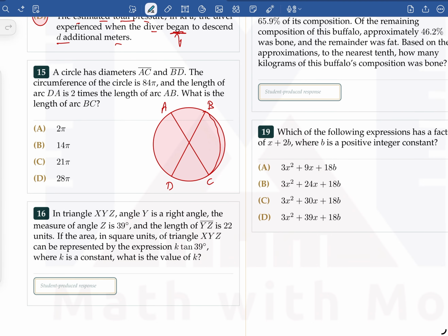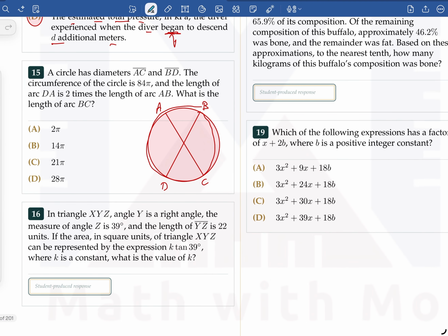Circumference is the length of all this circle around here, and the length of arc DA is 2 times the length of arc AB. So we can consider this as x here, and this is 2x, because this is double this one. So AD or DA is double, or 2 times AB, which makes this 2x, and this is x. And because this is the center of the circle, this will also be 2x here, and this down here, DC, must be x.